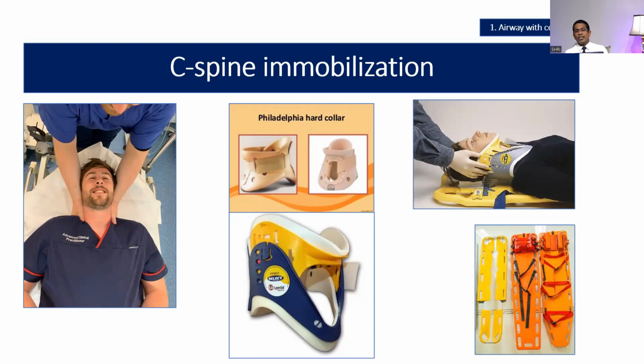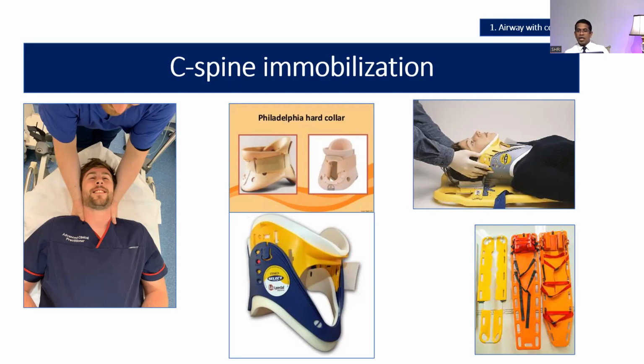How do you do the cervical spine immobilization? Okay, already we have talked about the airway, and in A, you need to consider cervical spinal immobilization. The first thing is basic manual inline stabilization. You go behind the patient, as in the left-hand side slide, and do the cervical spine immobilization. Manual inline stabilization. What do you mean by this inline?